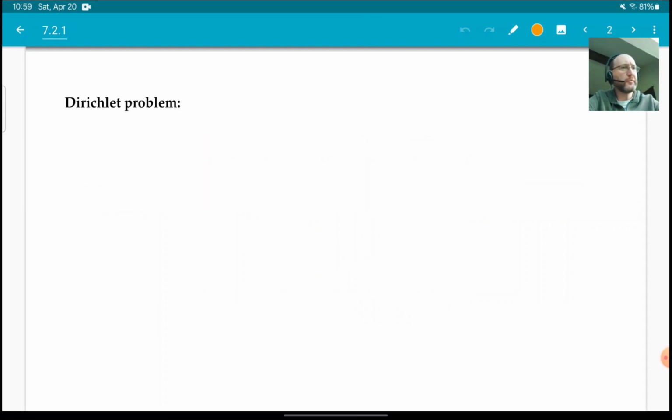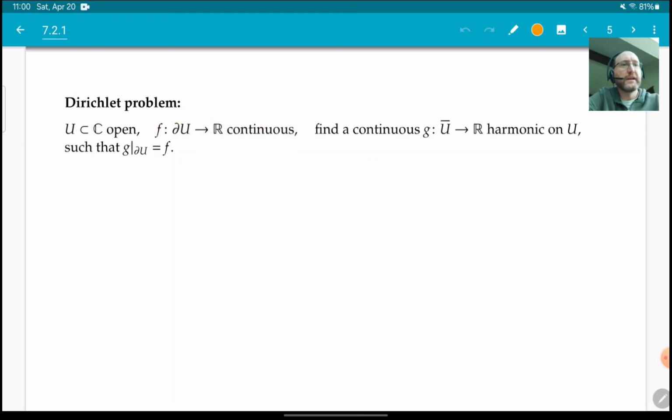Alright, so what are we looking at? We're looking at the Dirichlet problem. What is the Dirichlet problem? Start with some open set U. Start with a continuous function f on the boundary of U, just on the boundary. And we want to find a continuous g on the closure, so including the boundary, that is harmonic inside U, and such that if I restrict g to the boundary, I get f. So that's the Dirichlet problem.